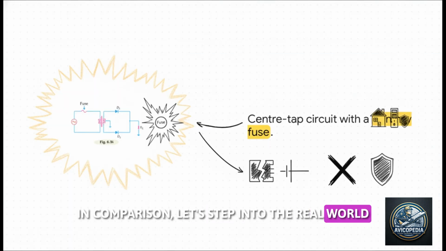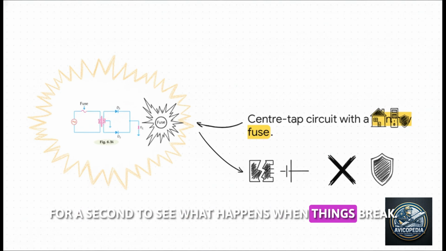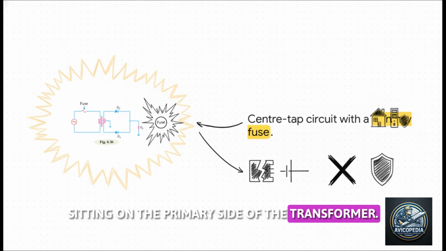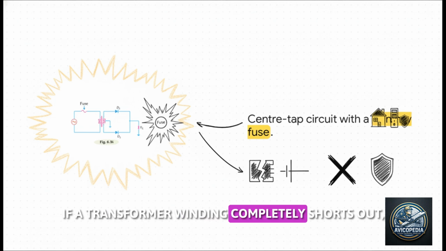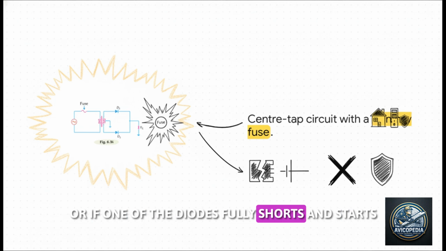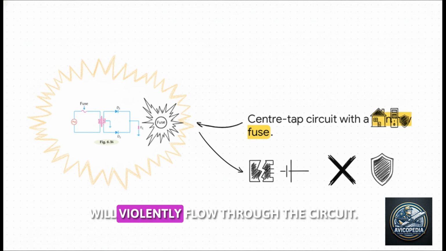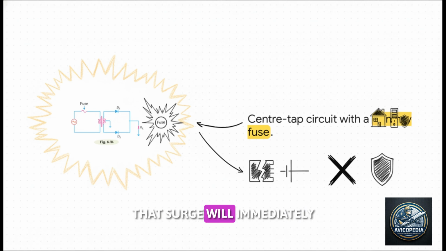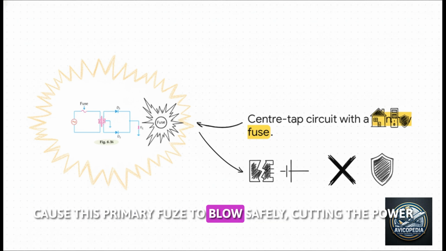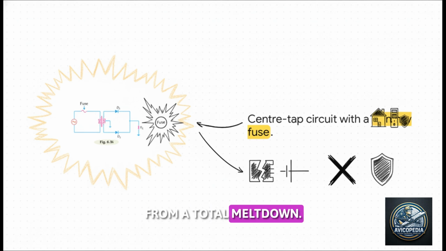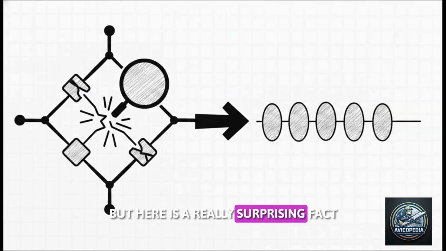Let's step into the real world for a second to see what happens when things break. Faults usually fall into 2 camps, transformer faults and diode faults. See that protective fuse sitting on the primary side of the transformer? If a transformer winding completely shorts out, or if one of the diodes fully shorts and starts acting like a simple piece of wire, an excessive amount of current will violently flow through the circuit. That surge will immediately cause this primary fuse to blow, safely cutting the power and saving your expensive equipment from a total meltdown. But here is a really surprising fact.